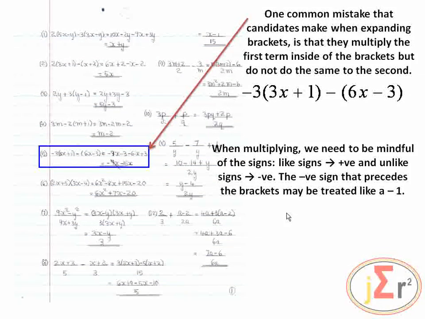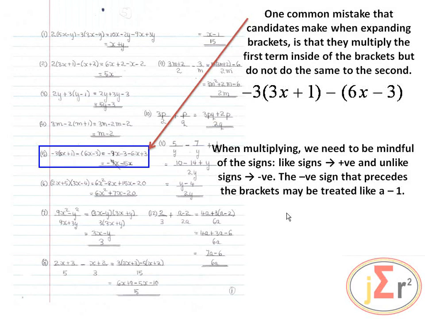When multiplying, we need to be mindful of the signs. When we multiply two numbers with like signs, the answer is positive. And when we multiply two numbers with unlike signs, the answer is negative. And we will treat this negative sign that precedes this bracket as a negative 1. Do not forget this negative. Negative 9. What do we have there? A negative 3. And here, negative with this.